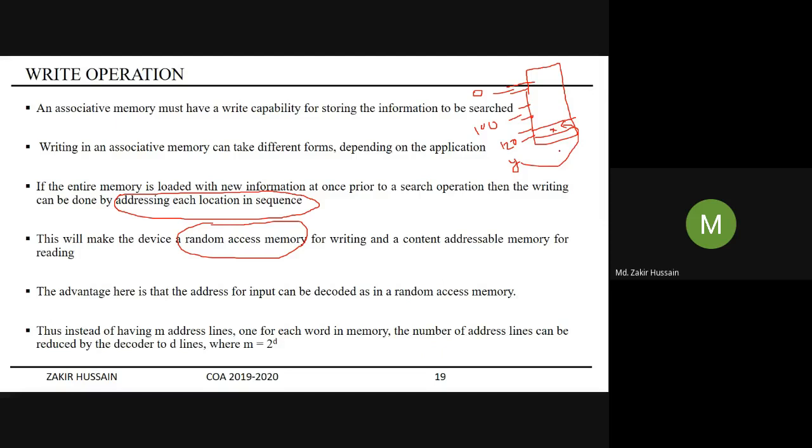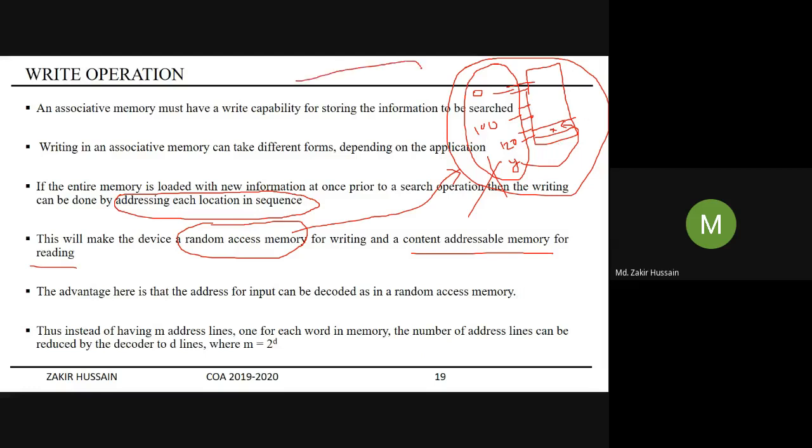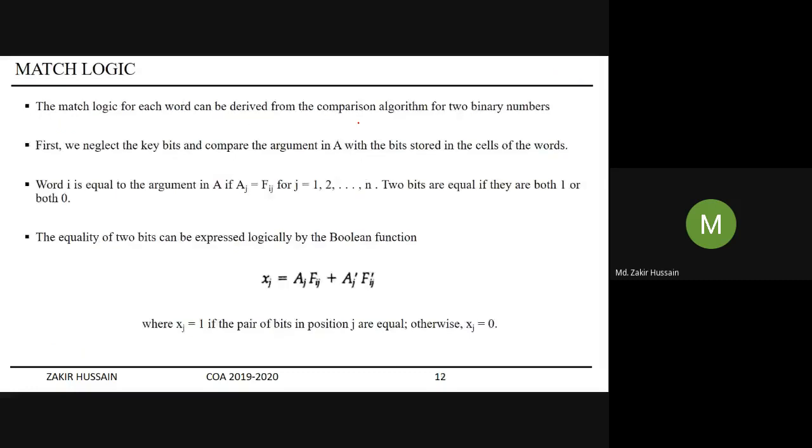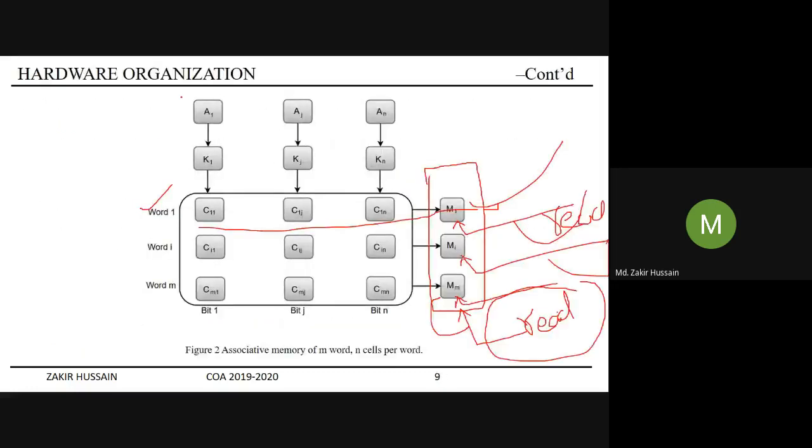This is while writing, but while searching, this memory device will act as a random access memory while writing, and as a content addressable memory for reading. While reading, we don't follow these addresses. How do we read? By a searching operation, as we discussed earlier in the content addressable memory: how we search, with the argument register, key register, and the word that needs to be searched. The word to be searched may already be there in the memory. What is the argument, what do I want to search now? I want to search why.